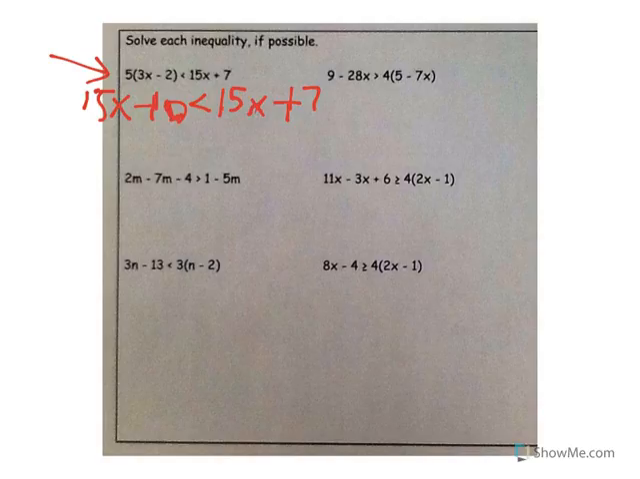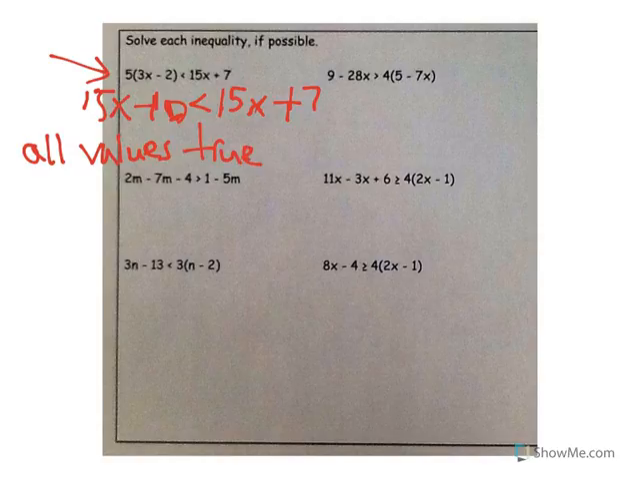And when I subtract 15x from both sides, what I'm going to be left with is negative 10 is less than 7. So in that case, all values of x will be true. So all numbers, all values true, because this is a true statement, because negative 10 is less than 7. So all values would be true.